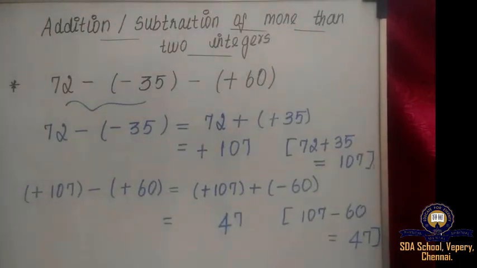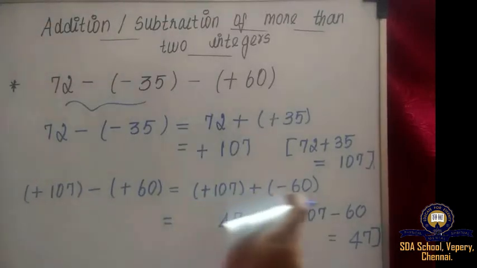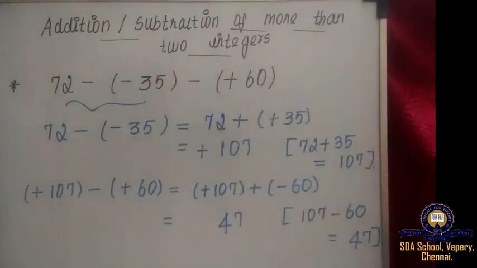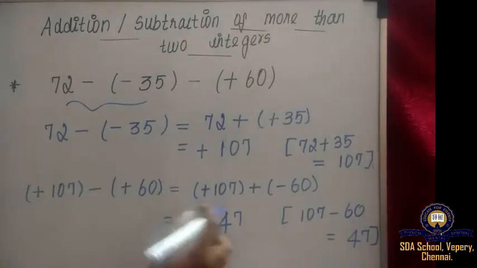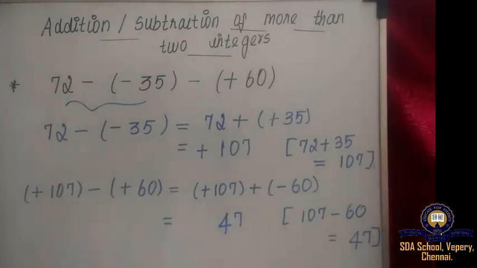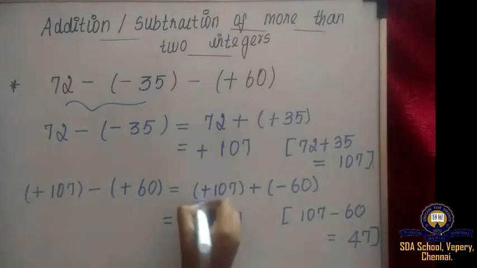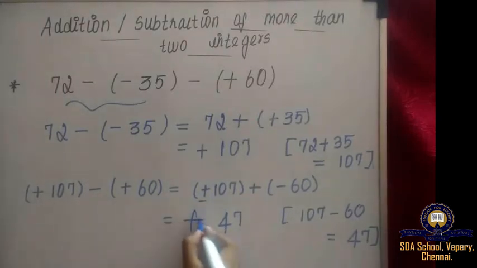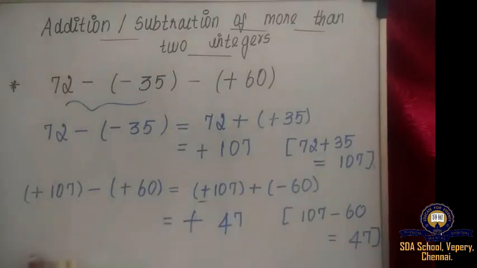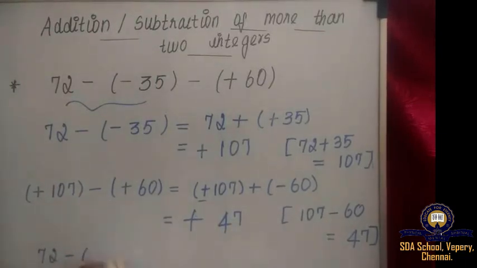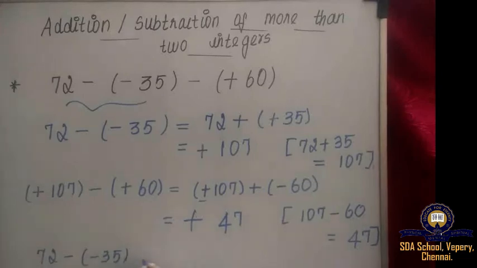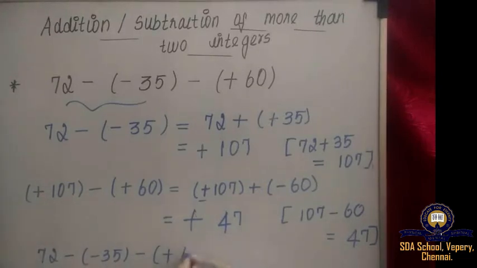And you have to put the sign of the number which has the greater absolute value. So when you look at 107 and 60, which is greater? 107 is greater, right? So you have to put the sign of 107, which is positive. So it is plus 47. So 72 minus of minus 35 minus plus 60 is equal to plus 47.